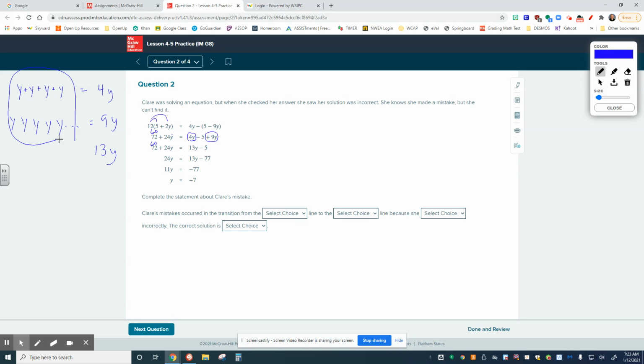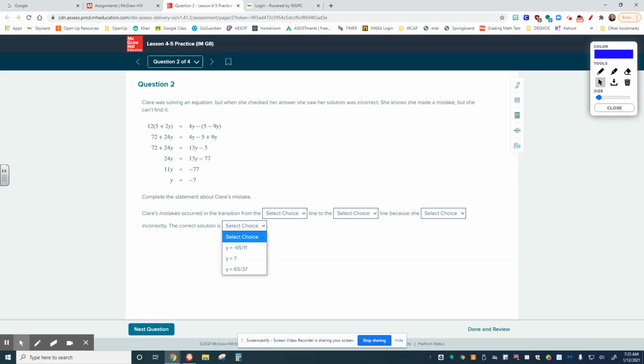With that in mind, this one and this one is 13y minus 5. She subtracts the 72 from here, subtracts the 72 from here. So it looks like most of her steps here, she did everything pretty darn well, except right there. She needs to know the multiplication a little bit better. And then you need to solve and get the correct solution at the very end right here. Tell me, what is the correct solution?